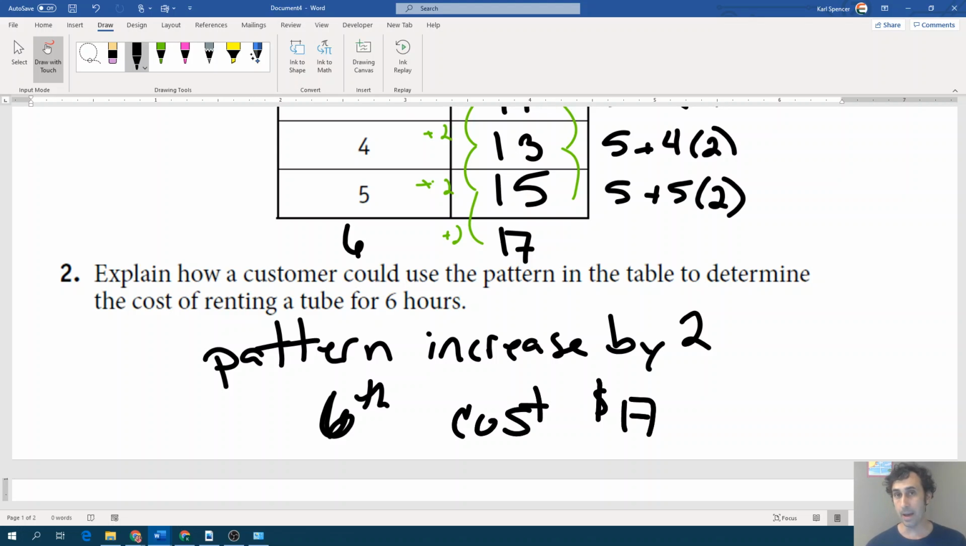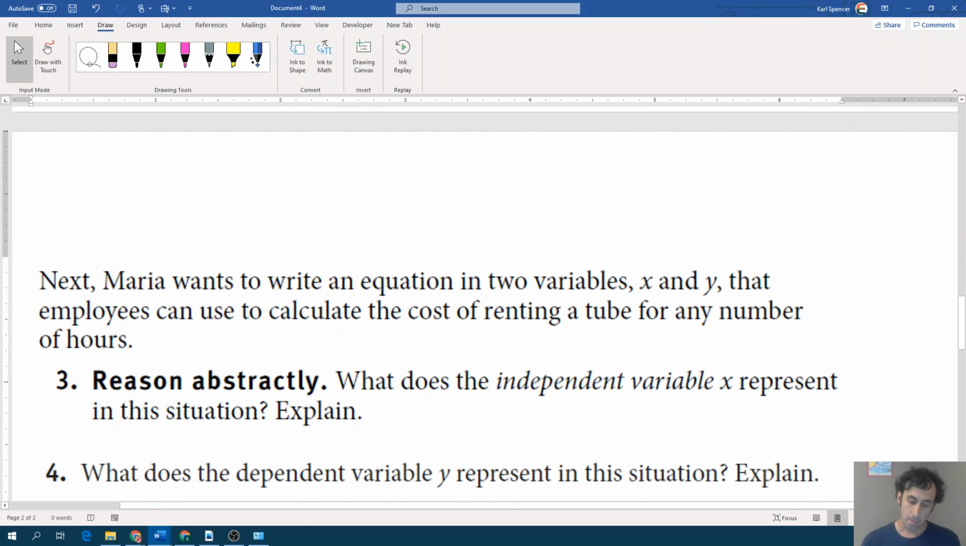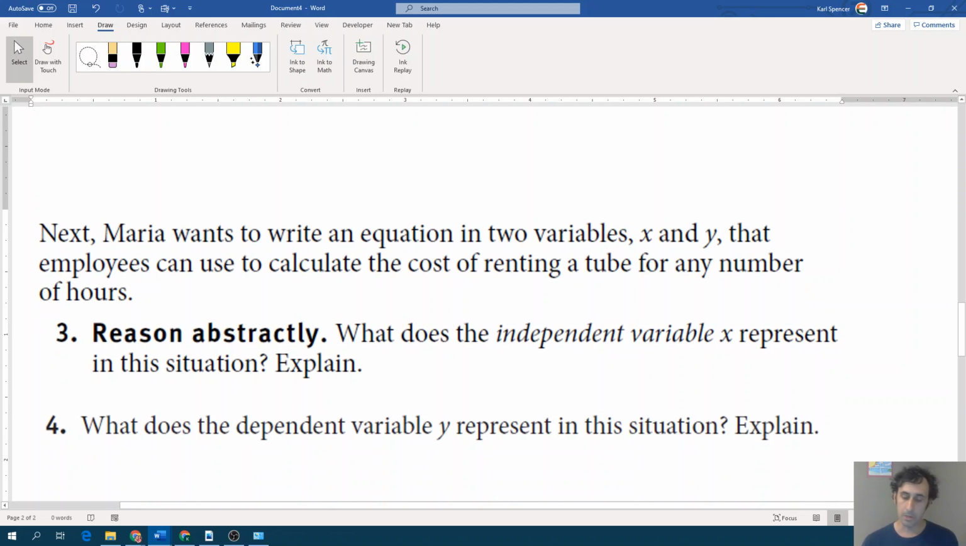And if we can recognize that pattern as happening, then we can write an equation. And that's what we're going to get to here very shortly. We want to write the pattern. But before we do that, we need to talk about something called the independent variable. X represents the independent variable. So maybe you've heard this in science classes before, but the independent variable is the variable that you can control.